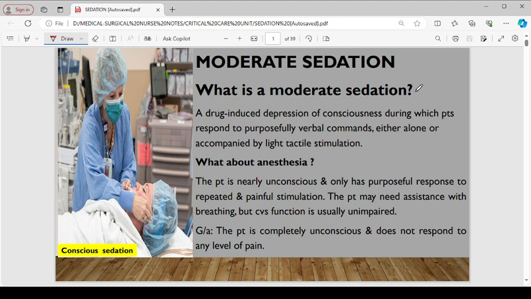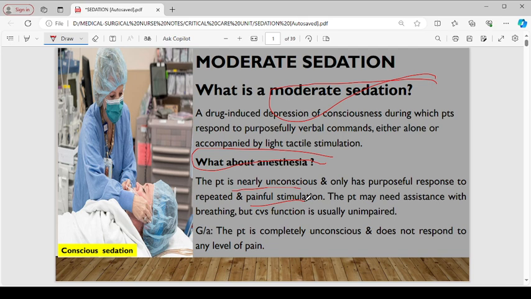So we have to really know what moderate sedation is and what anesthesia is, because someone will ask us those two questions. We need to tell them that moderate sedation is a drug-induced depression of consciousness, during which patients are able to respond to purposeful verbal commands either alone or accompanied by light stimulation. Anesthesia, on the other hand, is nearly unconscious and only has a purposeful response to repeated and painful stimulation. In anesthesia, the patient may need assistance with breathing, but cardiovascular function is usually unimpaired.